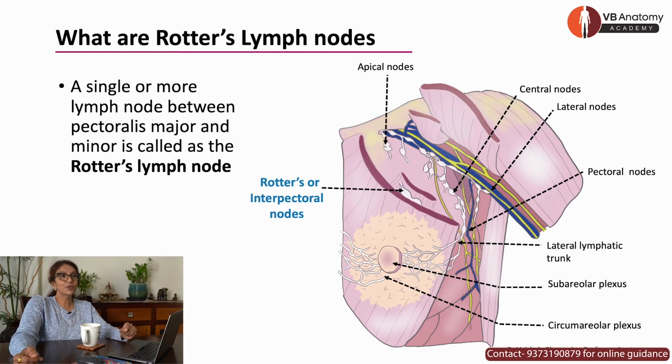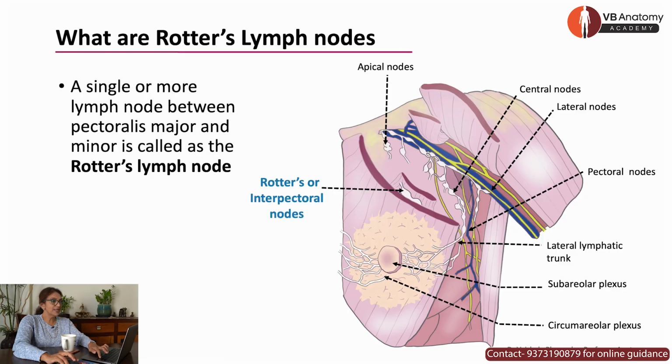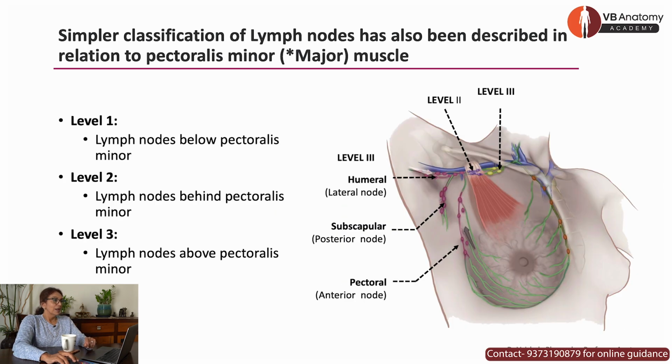What are Rotter's lymph nodes? Rotter's lymph nodes are lymph nodes between the pectoralis major and pectoralis minor, also called interpectoral nodes. Sometimes they are missed during surgery, therefore they have to be mentioned here. There is also a simpler classification of lymph nodes as level 1, 2, 3. Level 1 is below the level of pectoralis minor, 2 is behind it, and 3 is above it till the lateral border of the first rib. Some people have mentioned the muscle as pectoralis major.